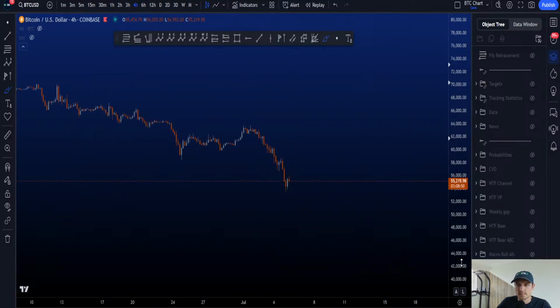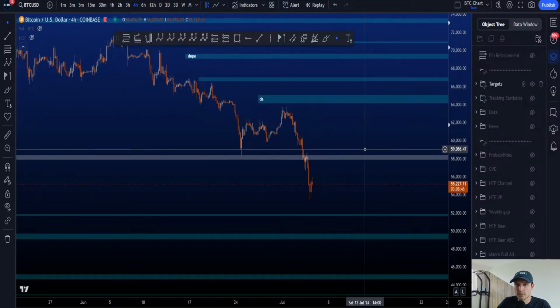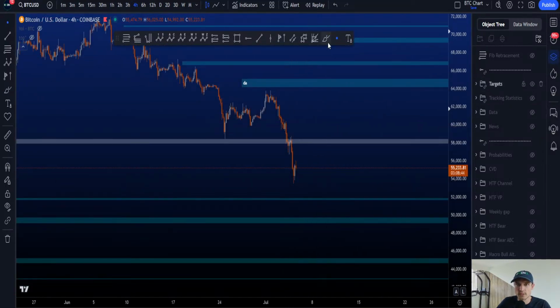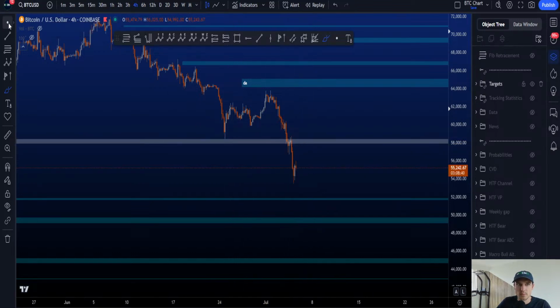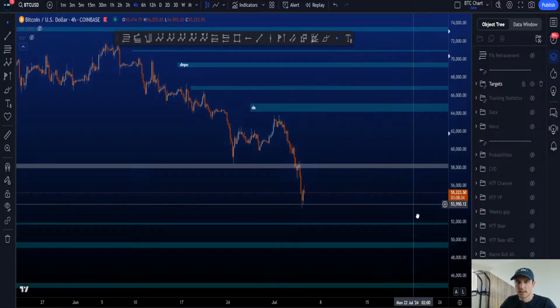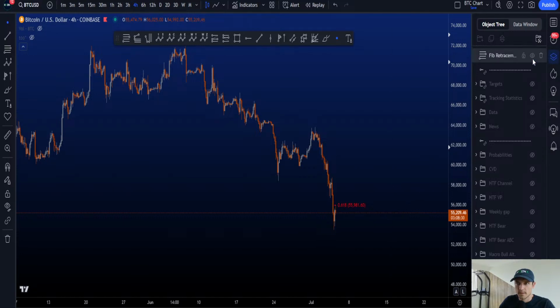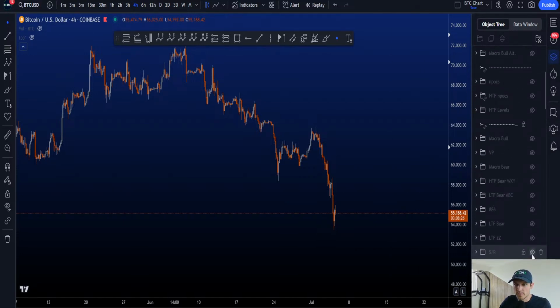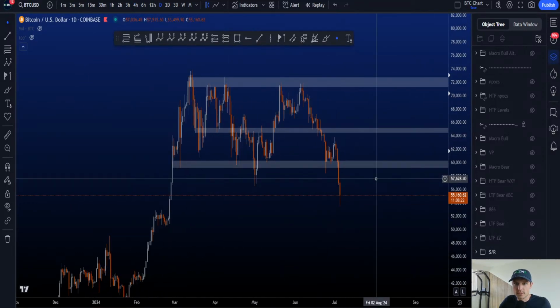That being said, we zoom in and I open my target boxes. So you can see here, support turned into resistance. We are a bit in the middle of nowhere here, and then the next area of support is 51.6, 52k. Okay. Let's remove this for now. I'm going to open my folders and see if there's anything still interesting in here.